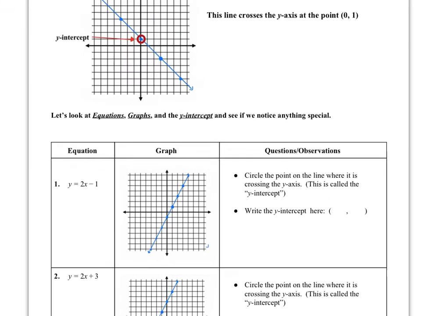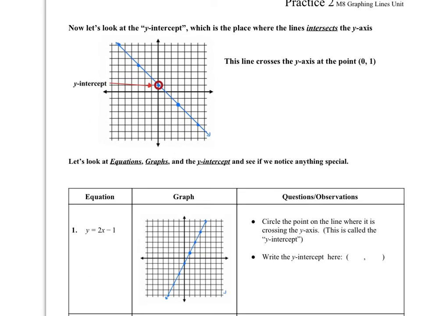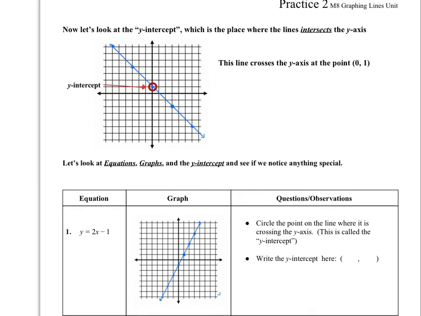In this last section, we're going to be looking at y-intercepts to see if we notice anything special about the y-intercept on a graph and the equation. So when you're finding the y-intercept, all you're going to be doing is locating this point here where the line crosses the y-axis. And if you think intercept sounds a little bit like intersect, that's what we're looking for. We're looking for the intersection of the line and the y-axis.